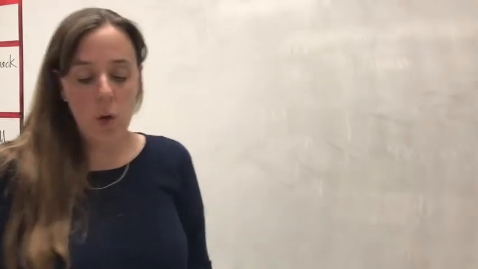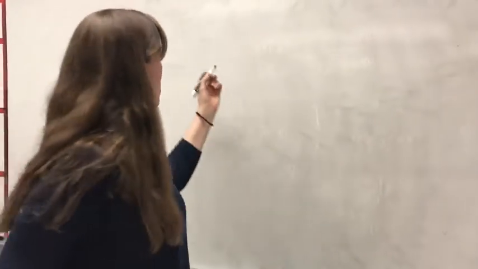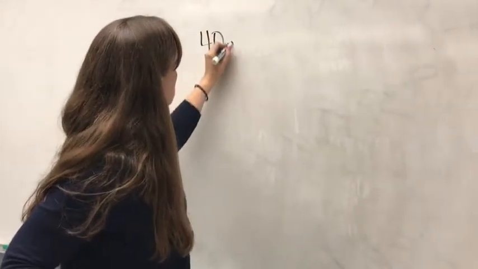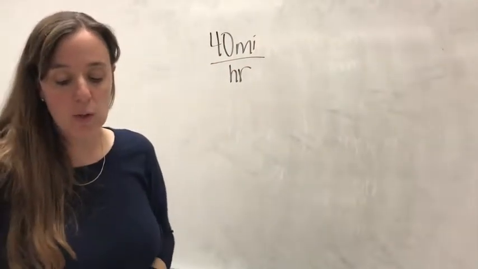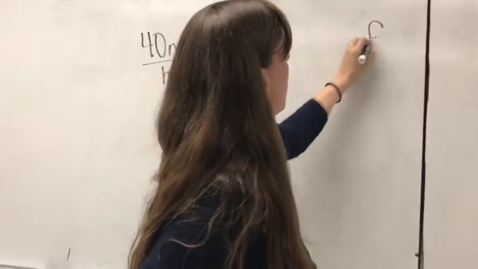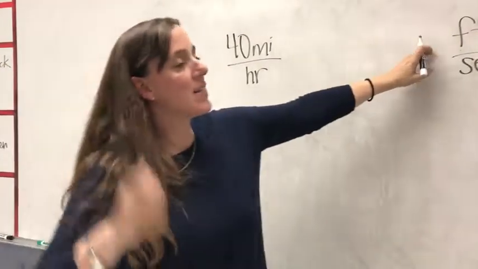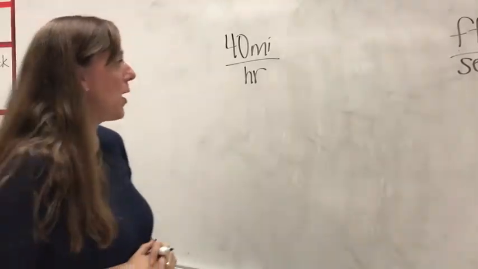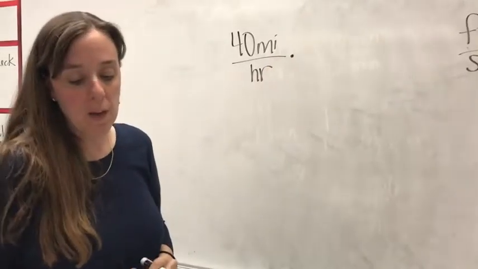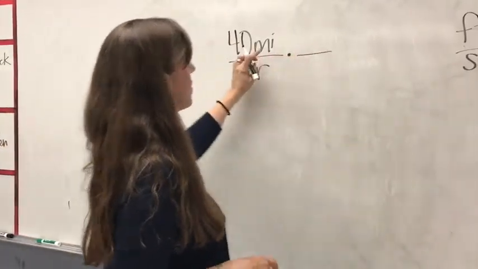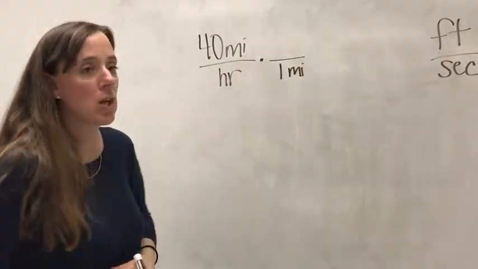Okay, so the fastest recorded speed for an eastern gray kangaroo is 40 miles per hour, okay? What is the kangaroo's speed in feet per second, okay? So miles per hour, and we want to get down to feet per second. So I'm going to show you how to do that, okay? So you're going to be multiplying, all right? So because we have miles here, we want to put miles on the bottom as well. And we're just going to use 1 mile.